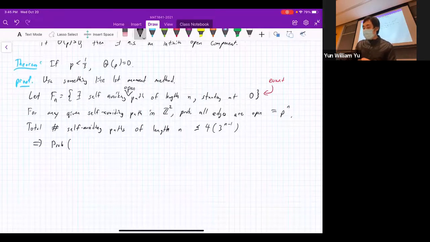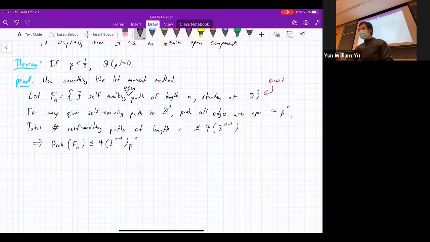So then the probability of F_n is certainly less than or equal to 4 × 3^(n-1) p to the n, but this goes to zero as n goes to infinity, since p is less than 1/3. And so it was actually important that we had the 3 in the second piece. You could have computed the total number of self-avoiding paths and upper bounded with 4 to the n, but then we would only be able to prove that this is true for p less than 1/4. And so this way we can prove that for any p less than 1/3, the probability of the event happening goes to zero as n goes to infinity.